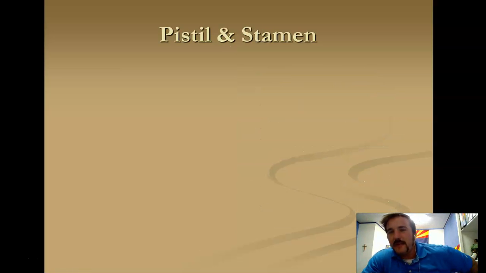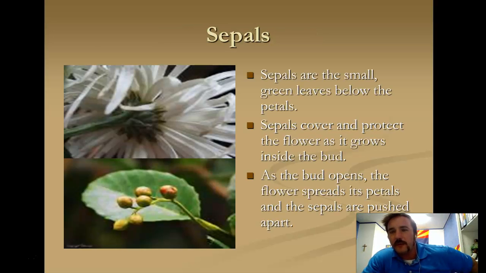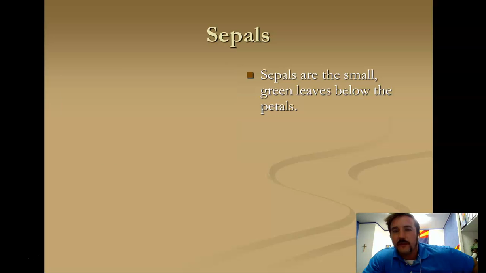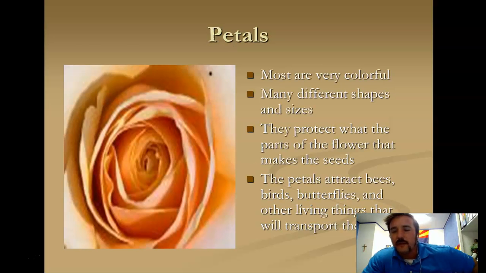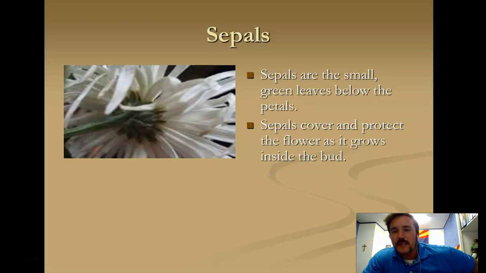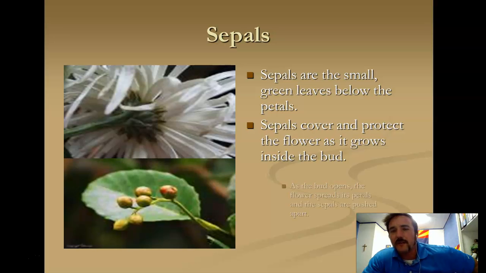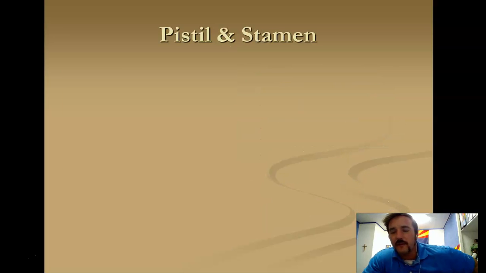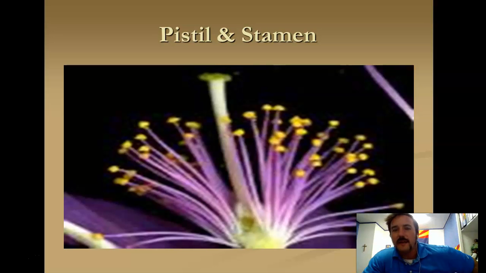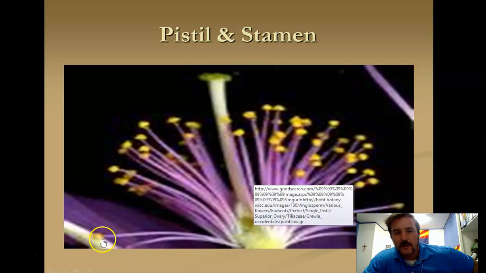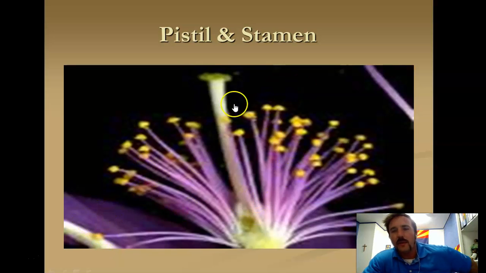Now, these are the most important parts. We talked about how the sepals protect the petals there, right? Important. So the sepals protect the petals, then protect this stuff, the pistil and the stamen. I purposely took a close-up picture right here. There are the petals right here, but without the pistil and the stamen, a plant's not making a seed.